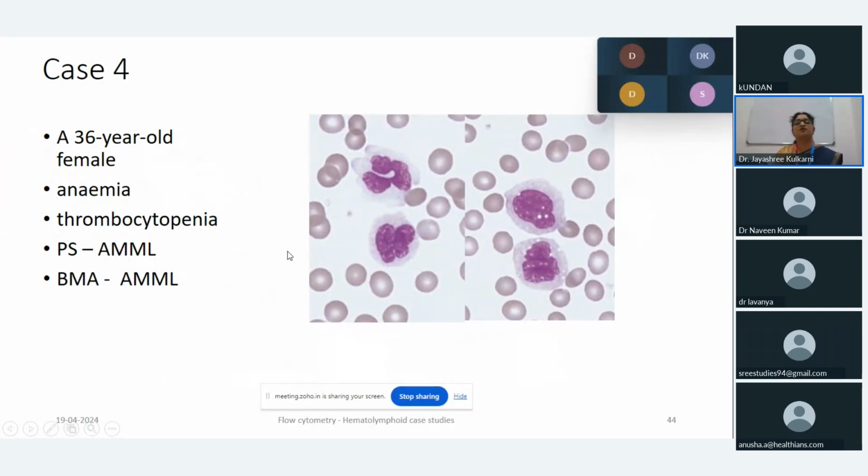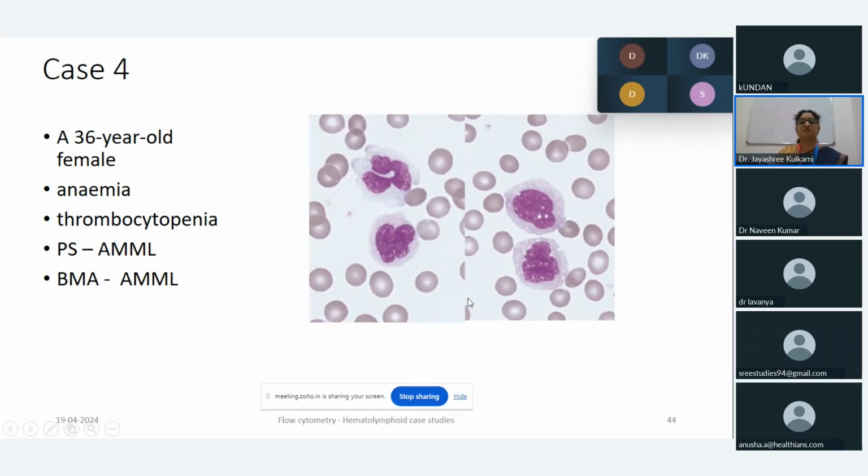What is the importance of reporting APML? It can lead to a hypercoagulable state, and it is an emergency. It is a panic result which you need to inform your clinician so that they can start the patient on ATRA as fast as possible.